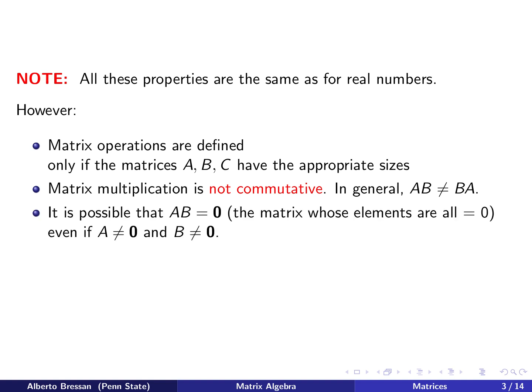And lastly, it is possible to have matrix A times B equal 0. So what is a 0 matrix? That is the matrix where all the elements are 0. A times B can be 0 even if the matrix A is not 0 and B is not 0. So a product of non-zero matrices can be a 0 matrix. We'll follow up with an example here also.